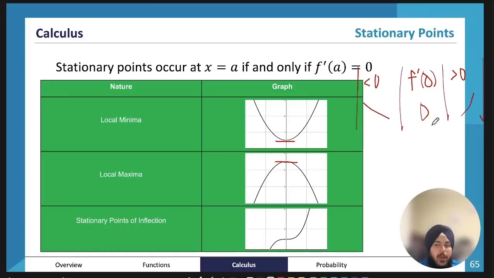So I personally always use nature tables. You can also use second derivatives, but I personally won't be going through it since it's not part of the Year 12 study design. But if you do know how to use it, go ahead. So that's also a good method.